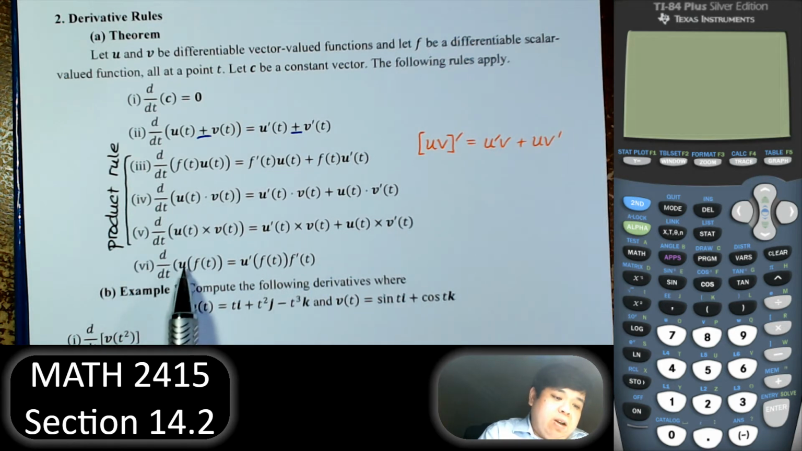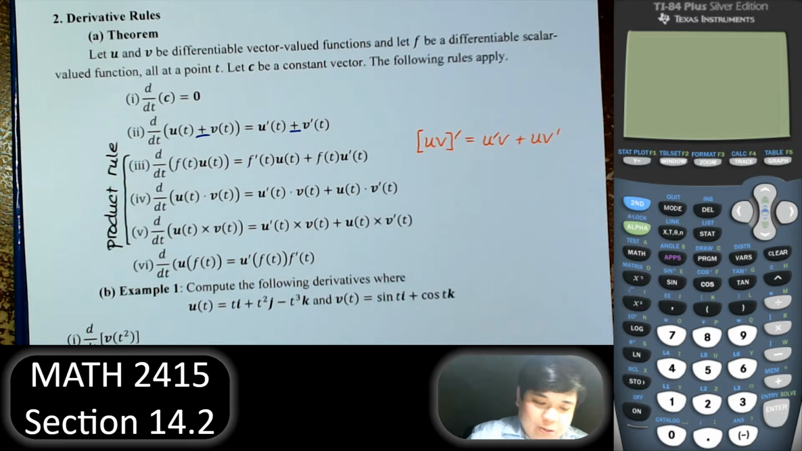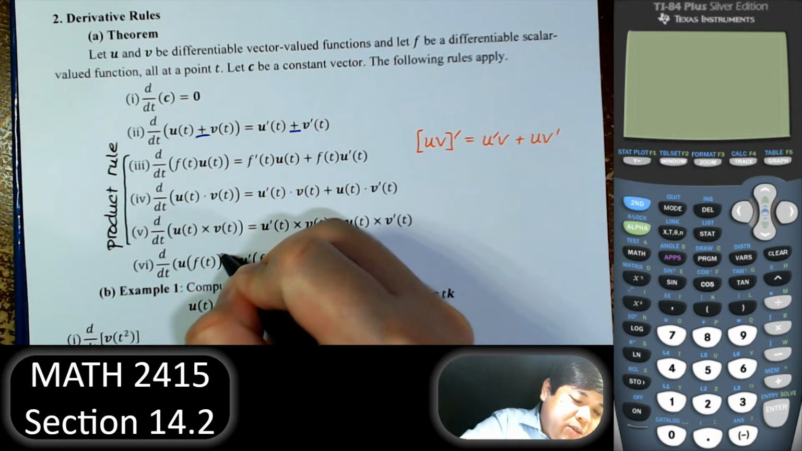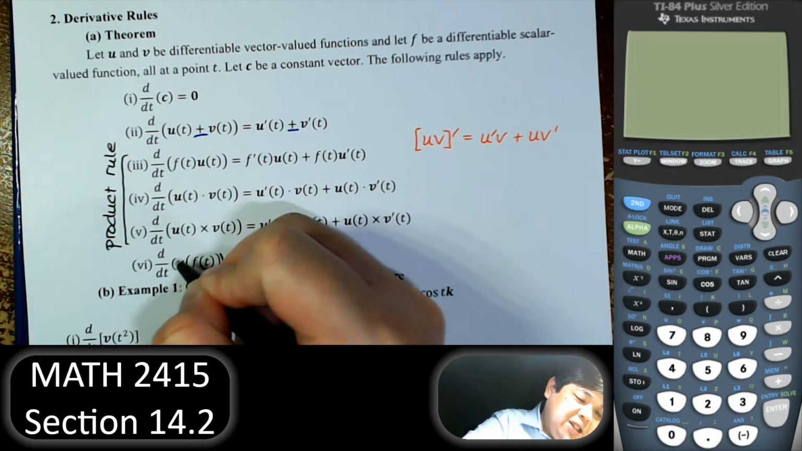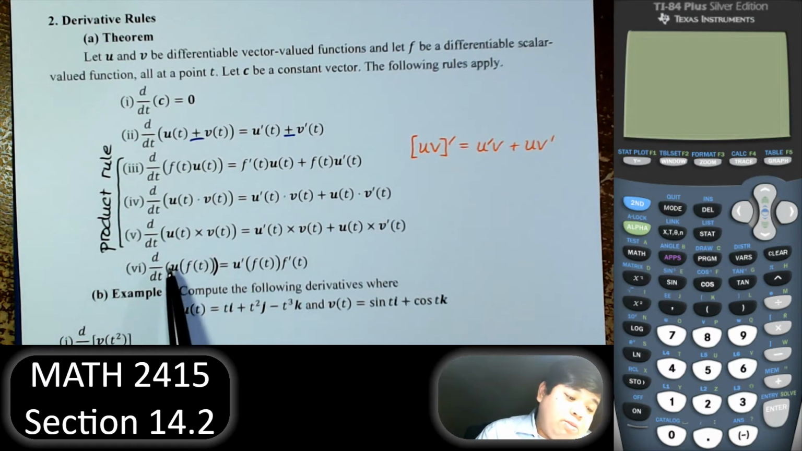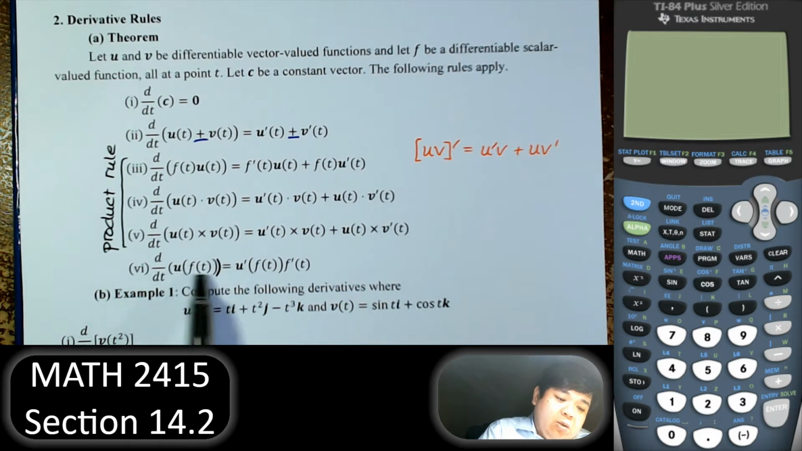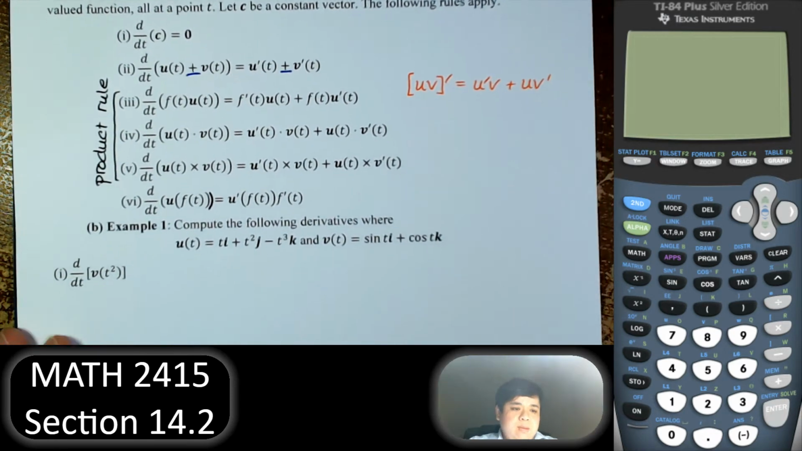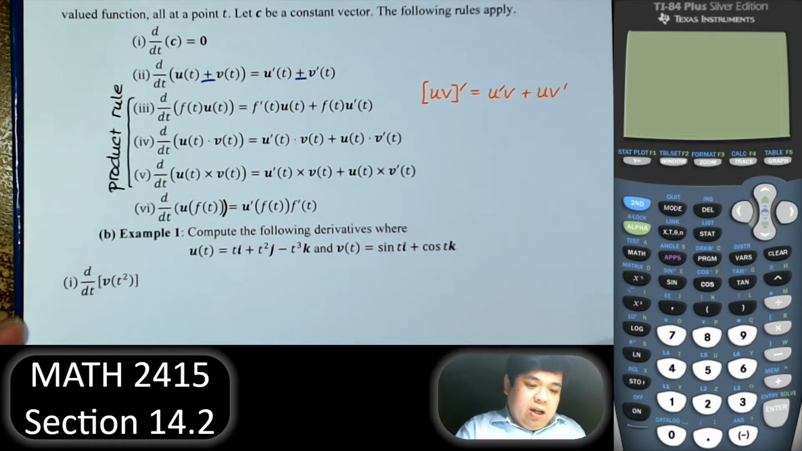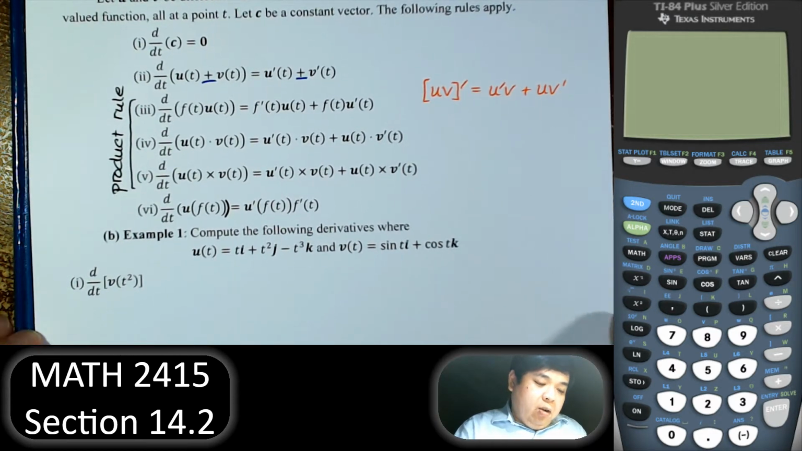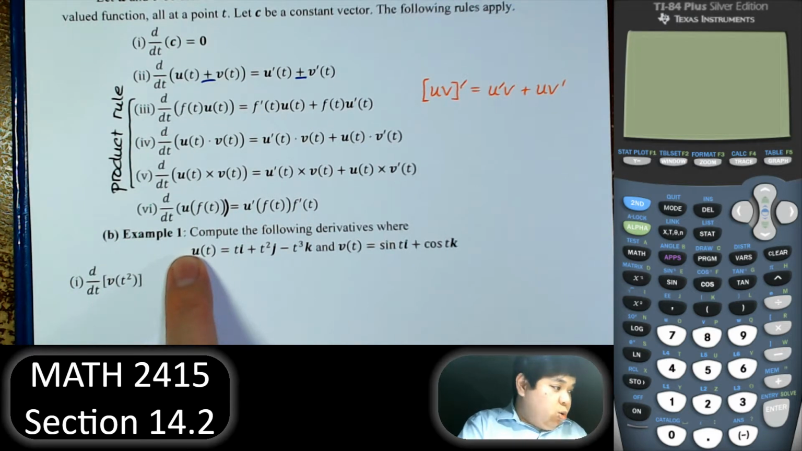So the derivative of a vector-valued function composed with another function is the derivative of that outer function, and then we take the derivative of the function of t. I think I missed one parenthesis here. So we do that. Nothing out of the ordinary.